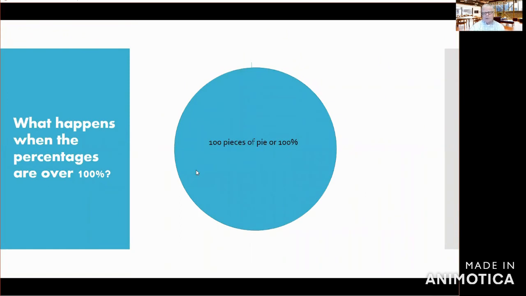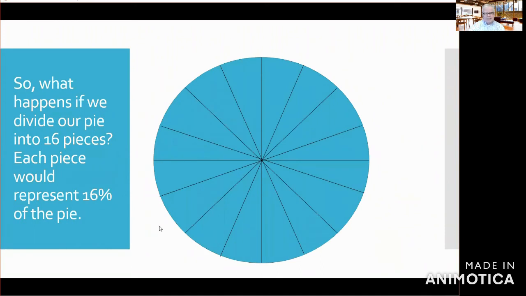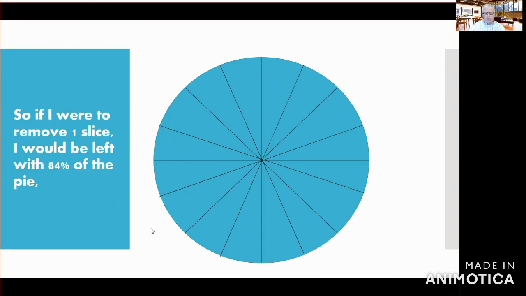If I had a pie, there's 100 pieces of the pie, it was 100% of the pie I have. If I divided that pie in half, now I have 50 pieces in each. So it's 50% of each. Let's just say, for instance, I divided this pie into 16 equal pieces. So each of these pieces equals 16% of this pie. So far, so good. If I were to remove one slice, I would be left with 84% of the pie. 100% minus 16%, 84%.